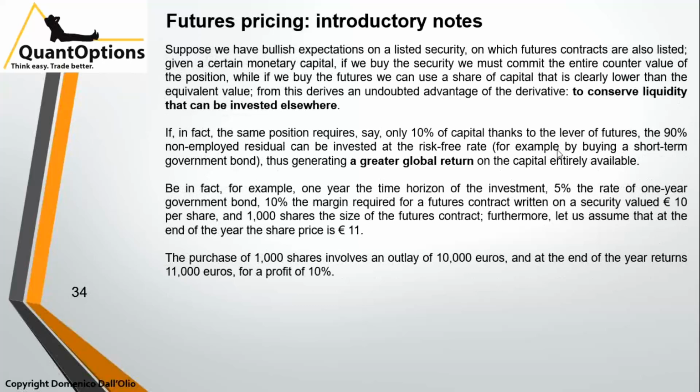Suppose now we have bullish expectations on a listed security on which futures contracts are also listed. Given a certain monetary capital, if we buy the security, we must commit the entire counter value of the position. While if we buy the futures, we can use a fraction of that capital that is clearly lower than the equivalent value. From this derives an undoubted advantage of the derivative: to conserve liquidity that can be invested elsewhere.